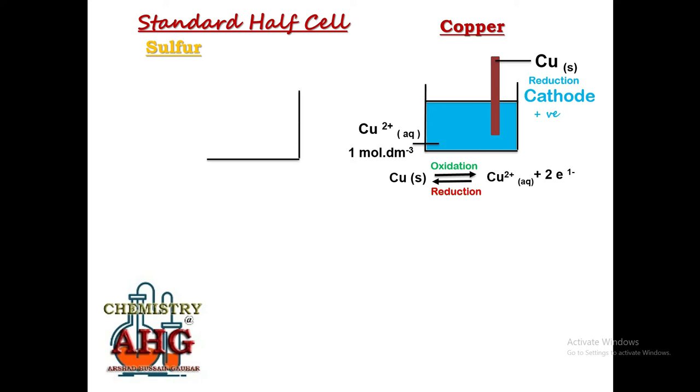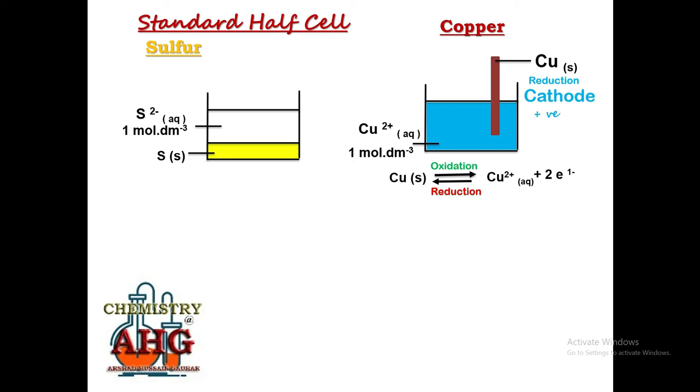You will take a beaker. At the base of the beaker you will insert solid sulfur, and this solid sulfur will be immersed in a solution of 1 mole per dm cube containing sulfide. You can use sodium sulfide or any other soluble metal sulfide. So the concentration of this solution must be 1 mole per dm cube.